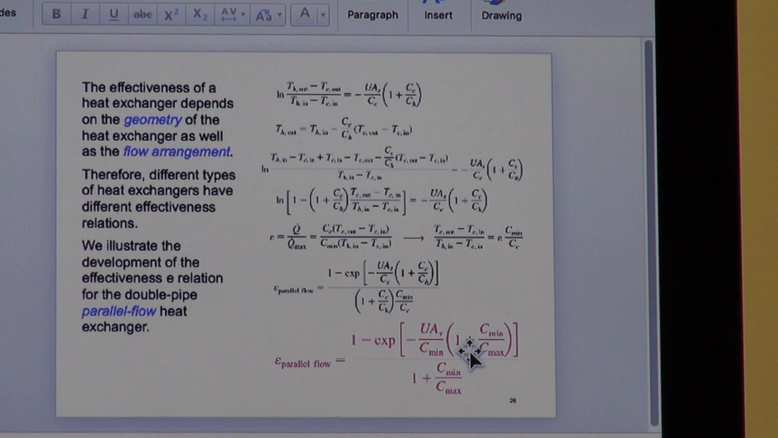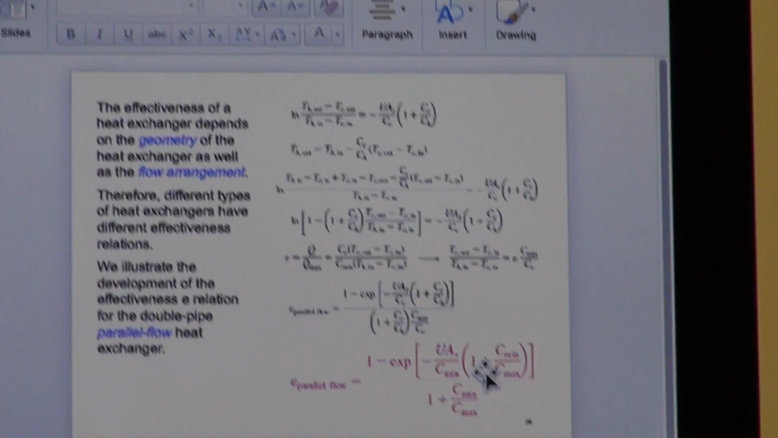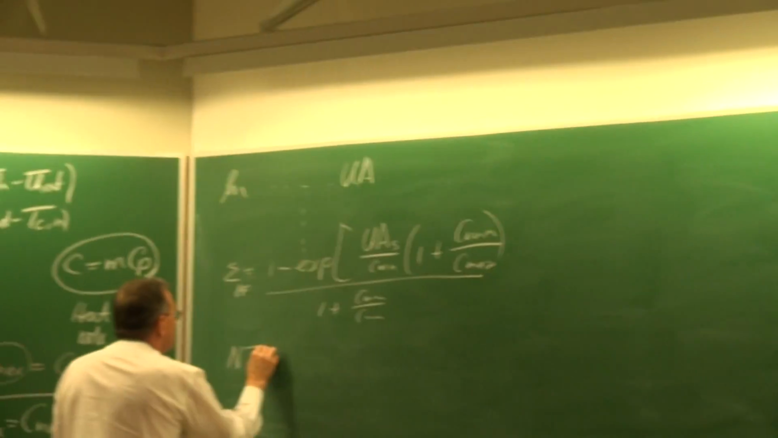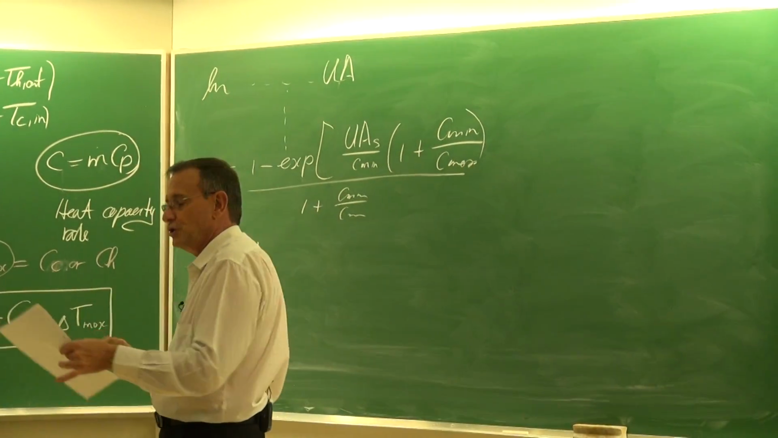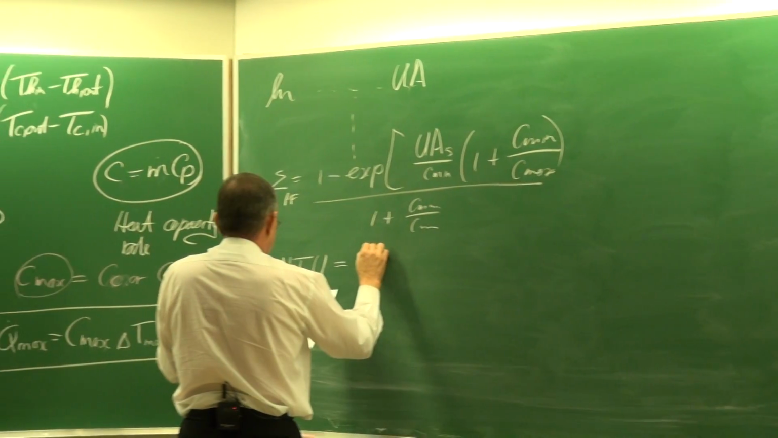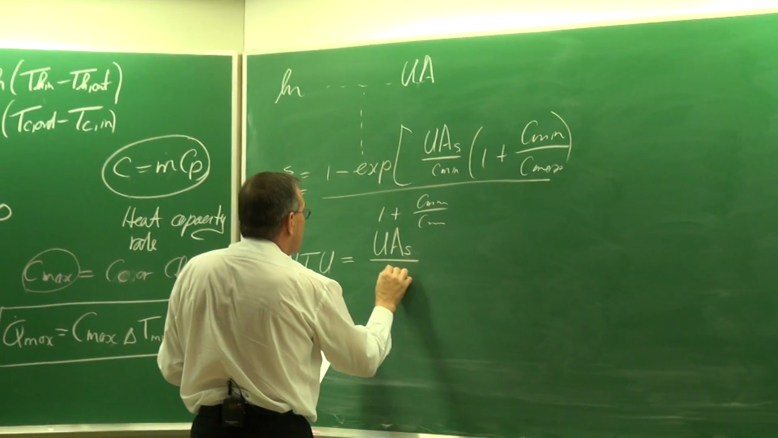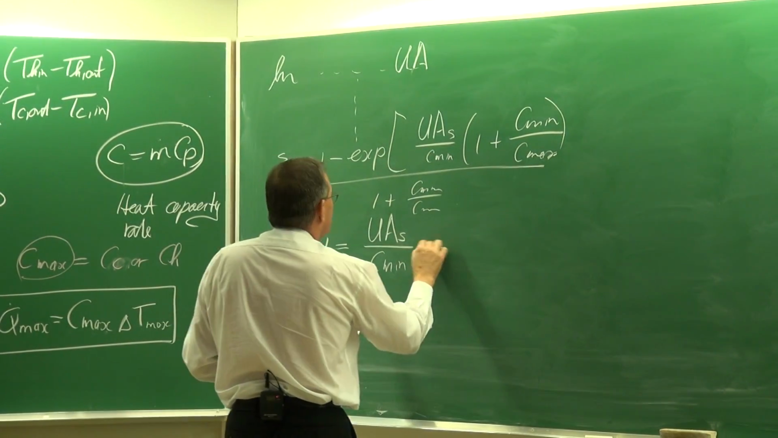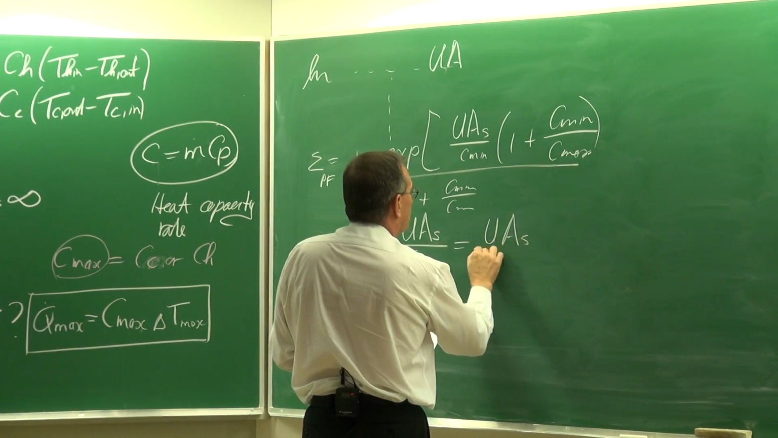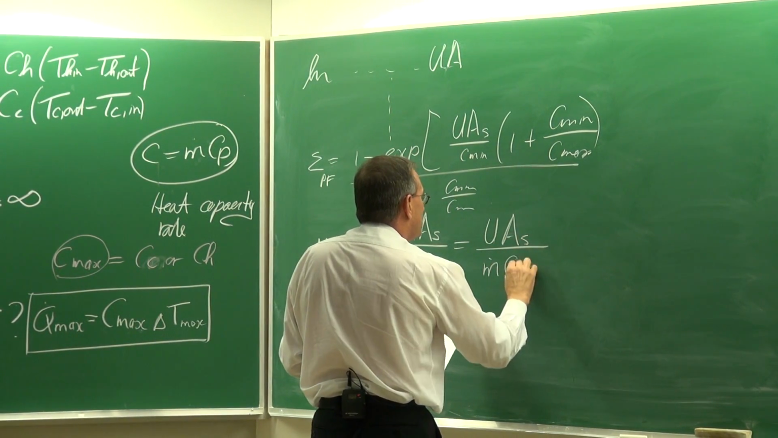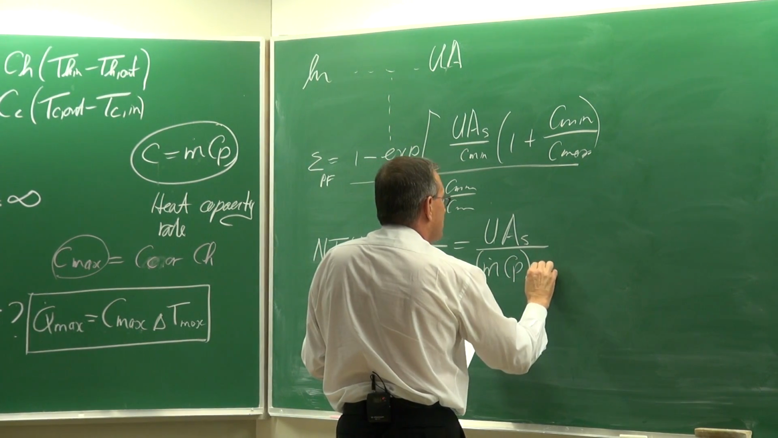Okay. So don't write it down. In your textbook, this is typically the effectiveness for a parallel flow heat exchanger. And you can do it for the other heat exchangers also. The thing that I want you to look at is that the NTU is now appearing. NTU, the number of transfer units, which is equal to the total heat transfer coefficient multiplied by the surface area divided by C minimum. So therefore it is equal to U multiplied by A_s divided by m dot Cp minimum.